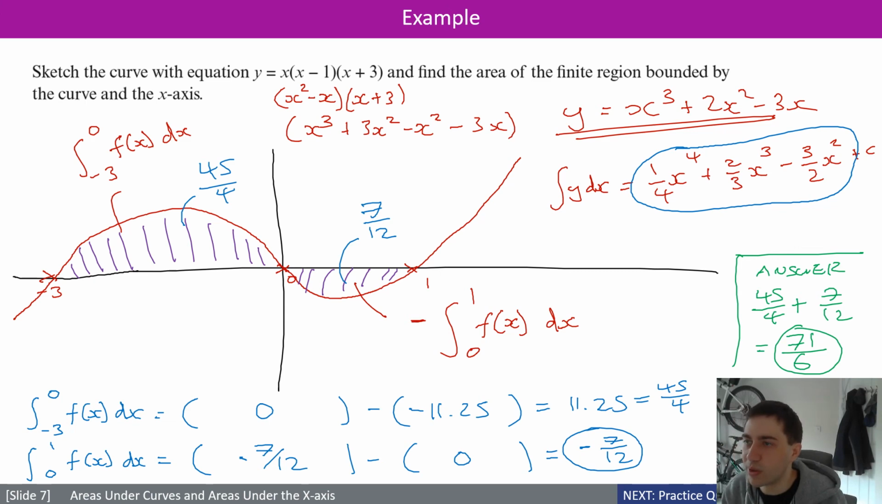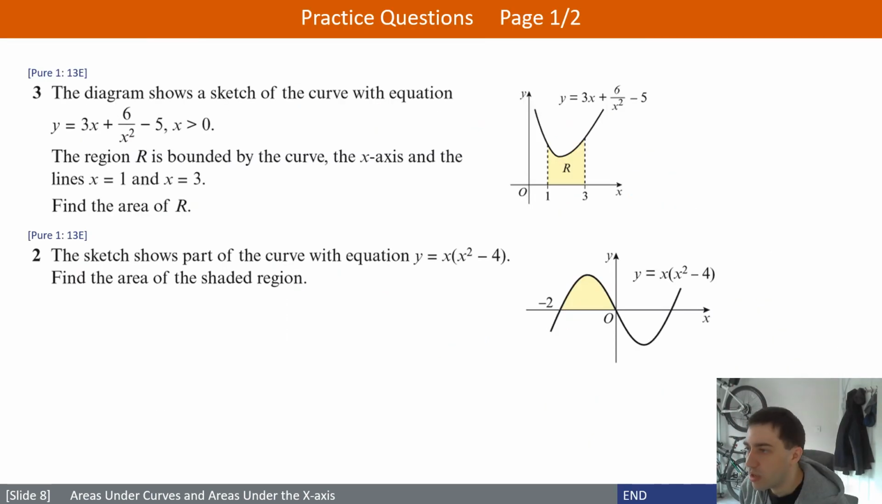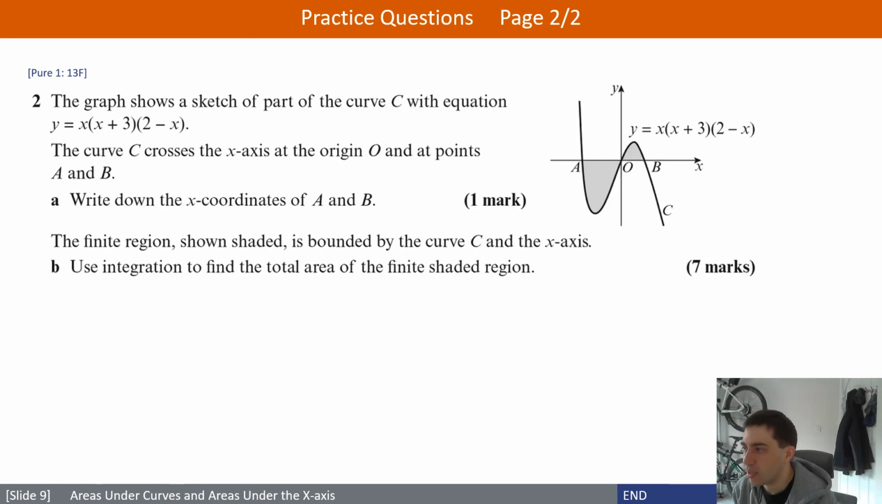Okay, so let's try some questions. So I've got 3 questions to try in total, 2 on this slide and 1 on the next slide. So hopefully not too many, enough to make sure you've understood the concept. Have a go at these 2, and when you've done those, there's one more waiting for you. You can pause the video now. Okay, and finally, have a look at this one here.